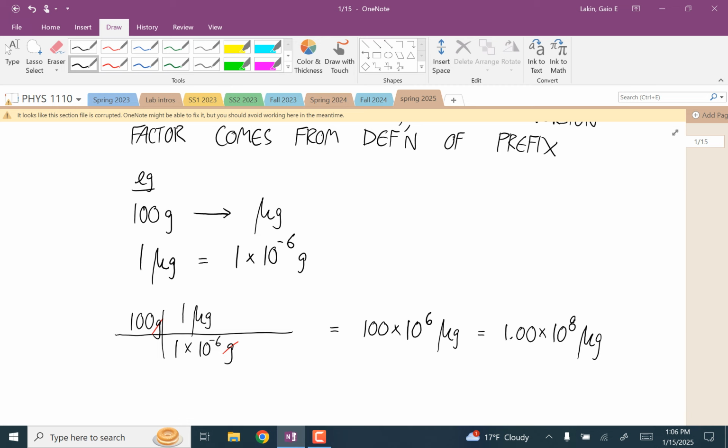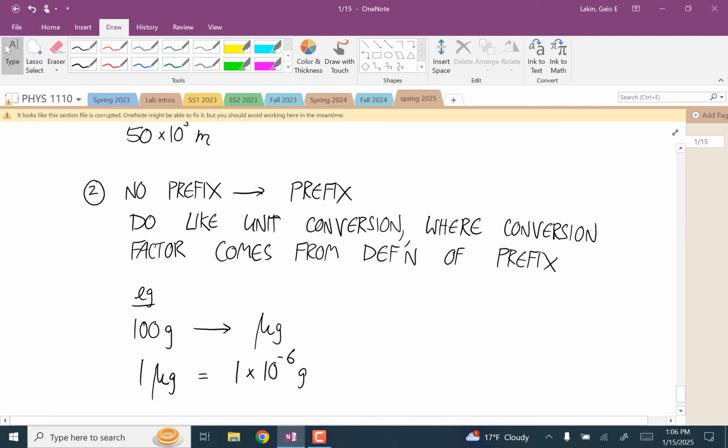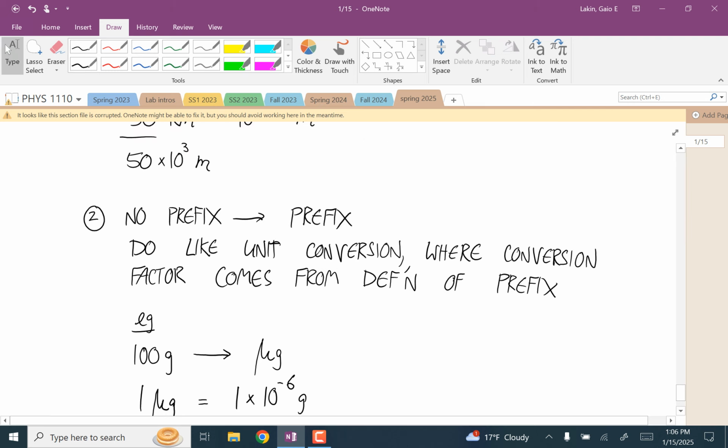Okay, what if you're going from some prefix to some other prefix? You're going from like megameters to millimeters. Well, you can just do it in these 2 steps. Just go from your starting prefix to no prefix, and then go back to the prefix you want. So you can always, in 2 steps, go from any prefix to any other prefix. Any questions about that?